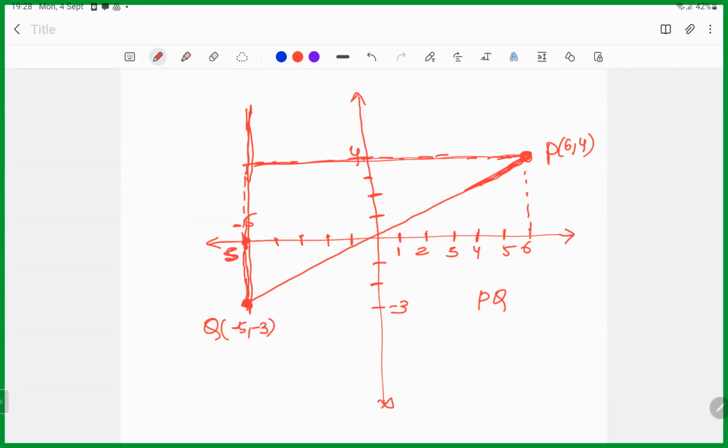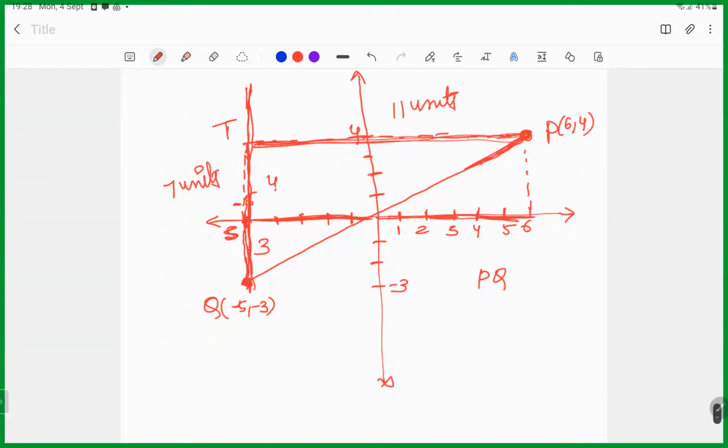And then we need to measure this distance. How many units? This one is 6 units, this is minus 5 units. This is 5 units this side, 6 units this side, so the total will be 11 units. And how many units here? Top 4 units, down is 3 units, total 7 units. So now let's consider this a point T.